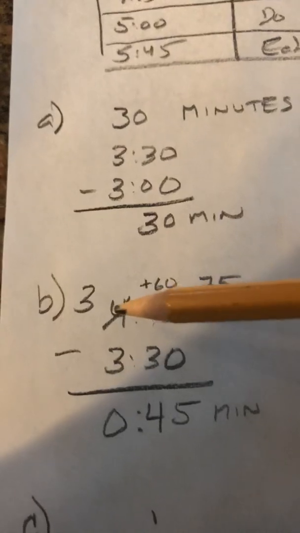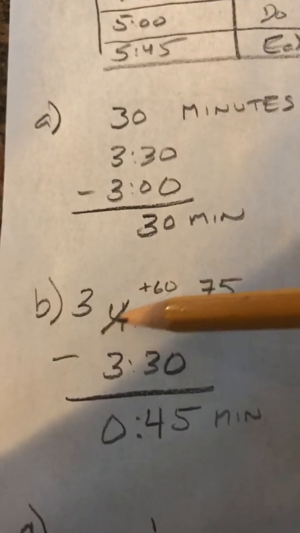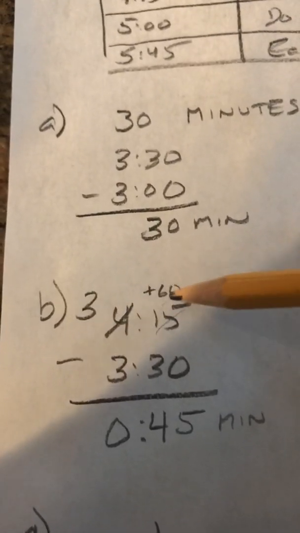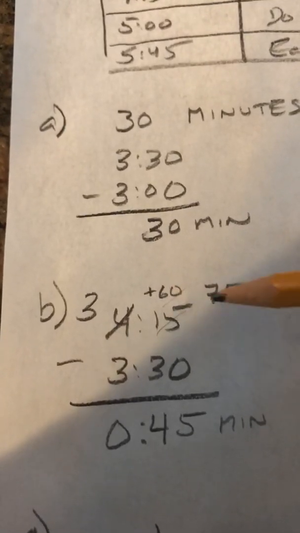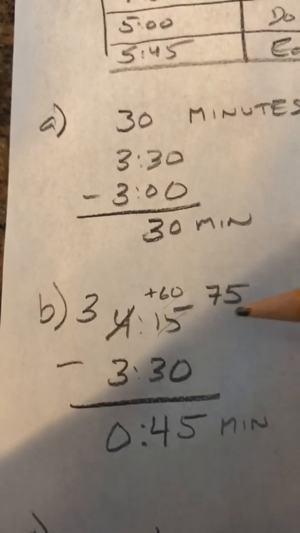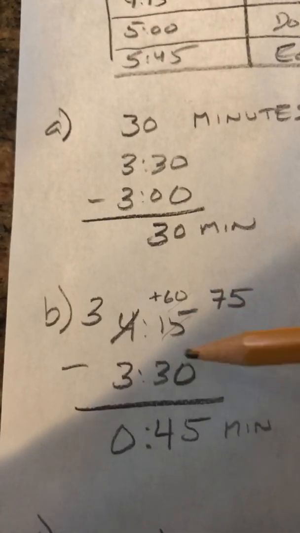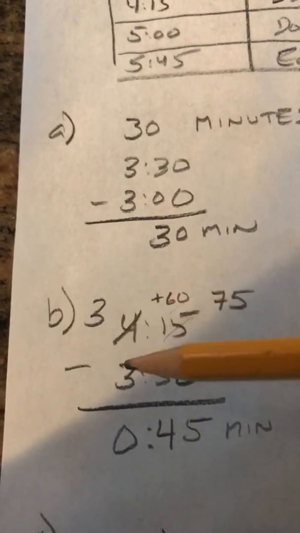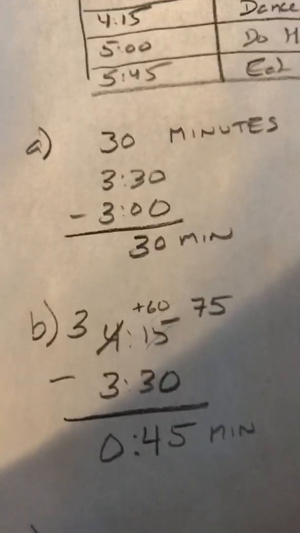So I'm trading. If you look here, I crossed out the 4. I'm going to trade in 1 hour. So this becomes a 3 for 60 minutes. Now 60 minutes plus the 15 minutes is going to get me my 75 minutes. Now that I have 75 minutes, I can subtract 30 minutes. And it's going to equal 45 minutes, and then evidently 3 minus 3 is 0. So her dance class is 45 minutes long.